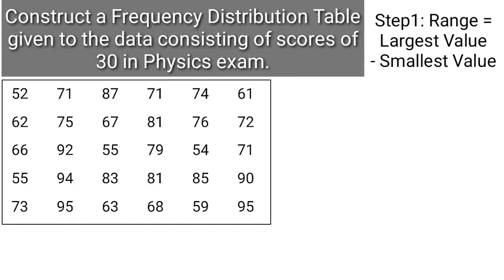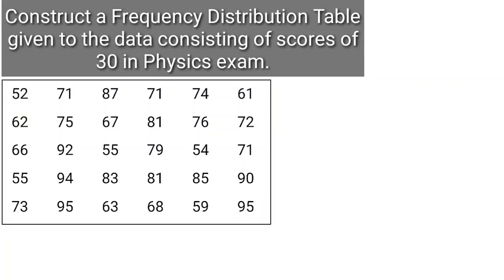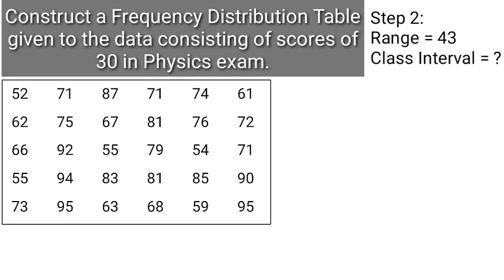Going back to the data, we can see that the largest value or score is 95 and the smallest value or score is 52. Therefore, 95 minus 52 will give you 43. Therefore, 43 is the range. After getting the range, you need to determine next the class interval.